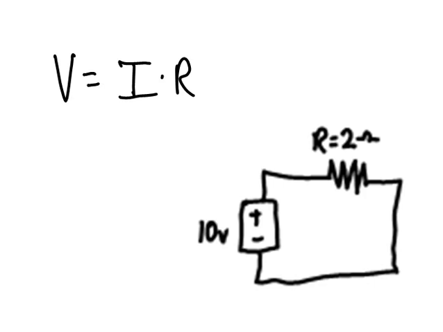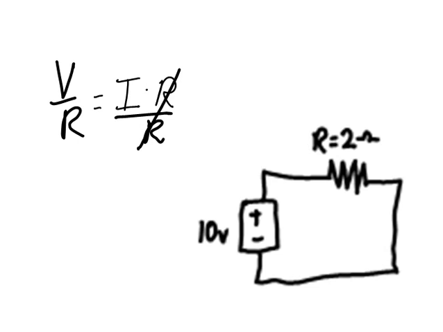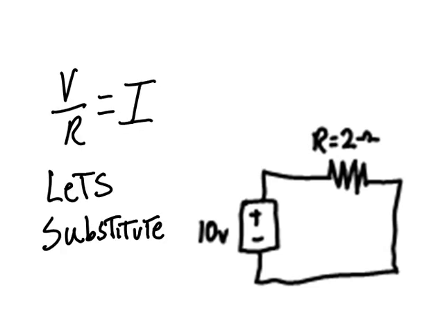Ohm's law states that voltage equals current times resistance. Divide both sides by resistance, and you get V over R equals I times R over R. The R's cancel, leaving you with V over R equals I. Let's substitute.